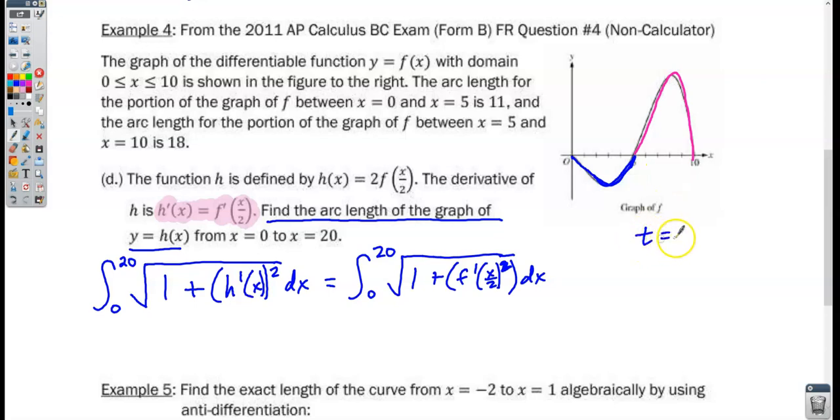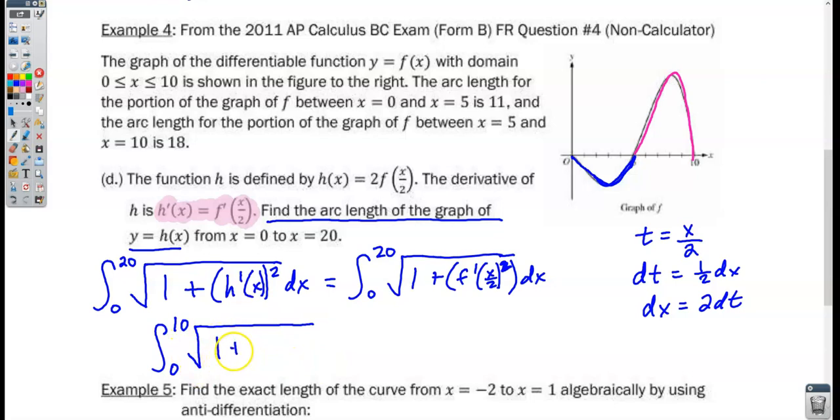My substitution is going to be t equals x over 2, in which case dt is equal to 1/2 dx, or dx is equal to 2 dt. Now let's see what happens when I make this substitution. My limits of integration are values of x, so I'm going to change them over to be values in terms of t. When x is 0, t is 0 divided by 2, so t would be 0. When x is 20, 20 divided by 2 is 10, so that changes my upper limit of integration to 10.